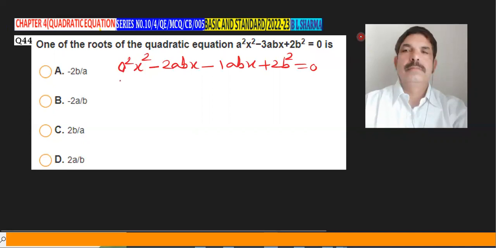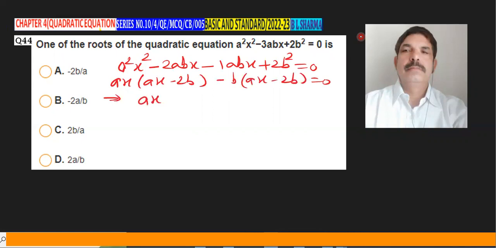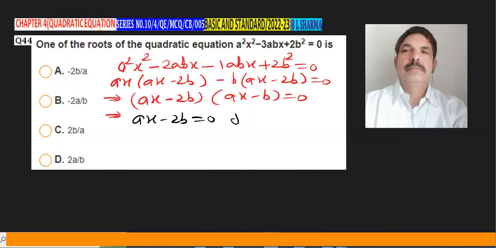फर्स्ट में कॉमन है ax, so we can write ax minus 2b, minus b common, so ax minus 2b is equal to 0, ax minus 2b again common, so ax minus b is equal to 0. Now putting each factor equal to 0, therefore ax minus 2b is equal to 0, or ax minus b is equal to 0.